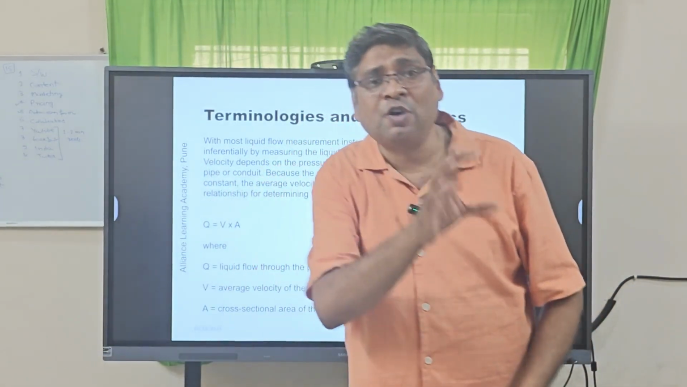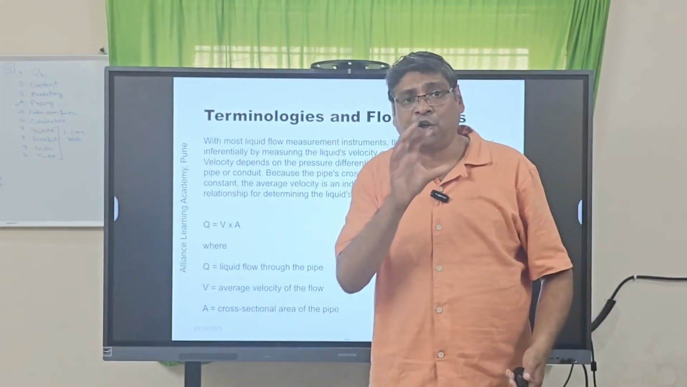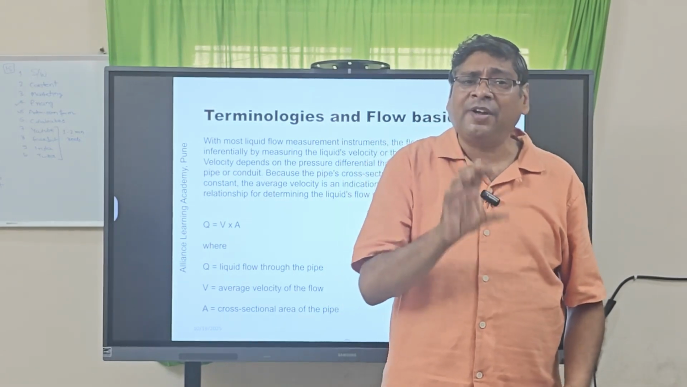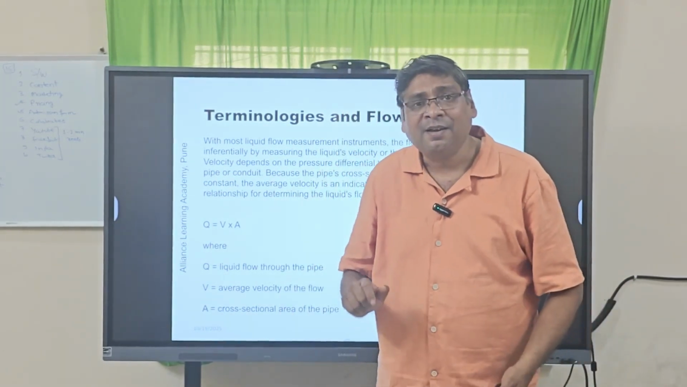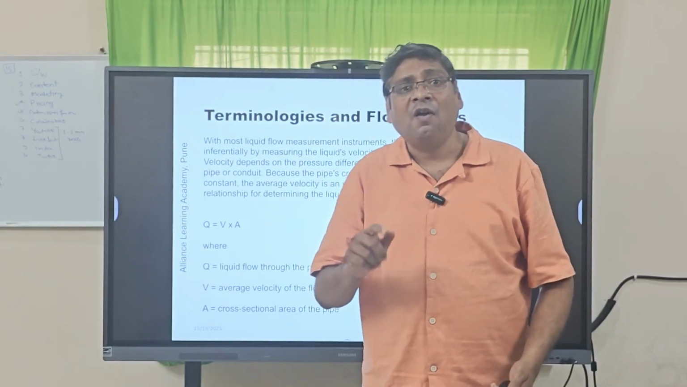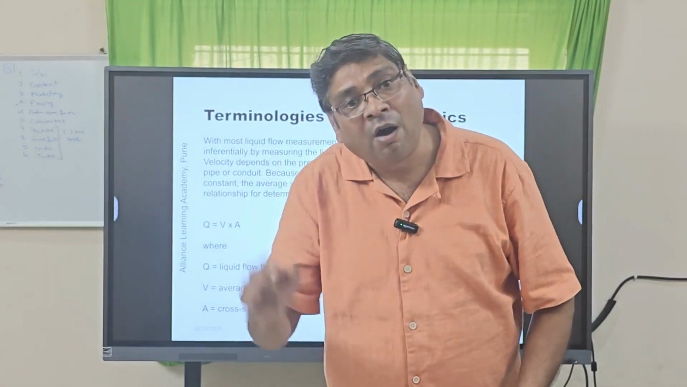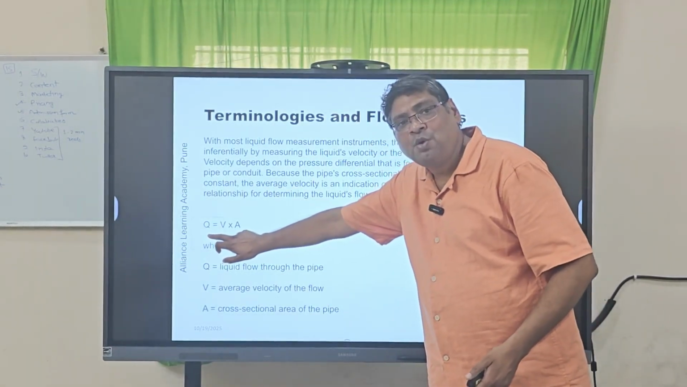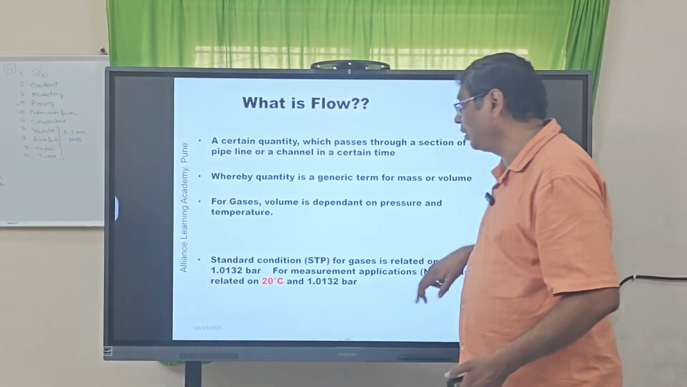How? Q is equal to area into velocity. Again, I am telling about the dimensions. Q is equal to area into velocity. What is the dimension of area? Meter square. What is the dimension of velocity? Meter per second. Then what is the unit of the flow? M cube per hour. So the same thing is given here. Q is equal to VA, velocity into area.